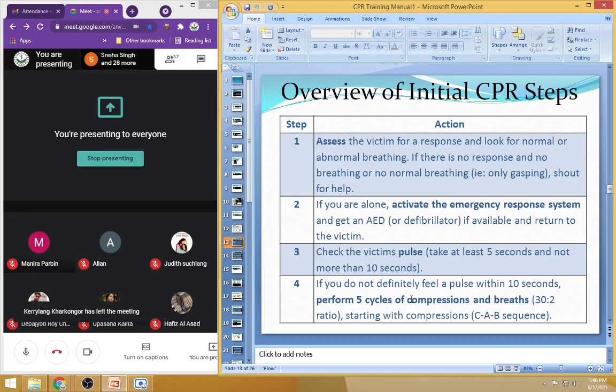Now chest compression is 30 times chest compression and 2 breaths. When you give compression, you count 1, 2, 3, 4 till 30, then 2 breaths. Again 1, 2, 3, 4 till 30, then 2 breaths. Like that, we have to do 5 cycles. Clear? Yes, ma'am. We will do it in the lab. So just keep this in mind: 30 to 2.